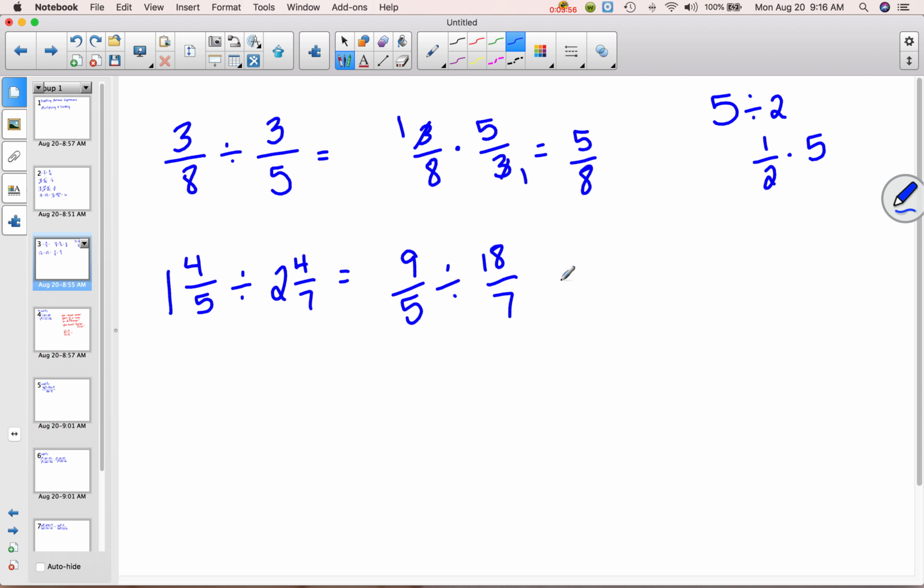18/7. Now we can change it to 9/5 times 7/18, and we can simplify. And sometimes you can't simplify a fraction, so don't worry about that if that's the case. And we get 7/10, and that would be my solution. So it looks pretty easy.